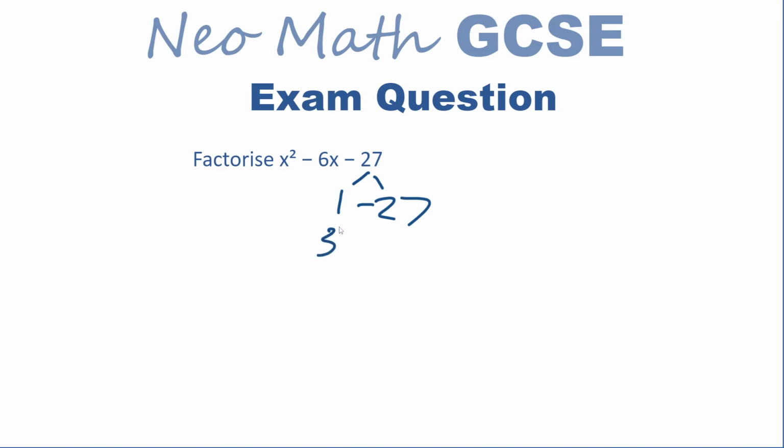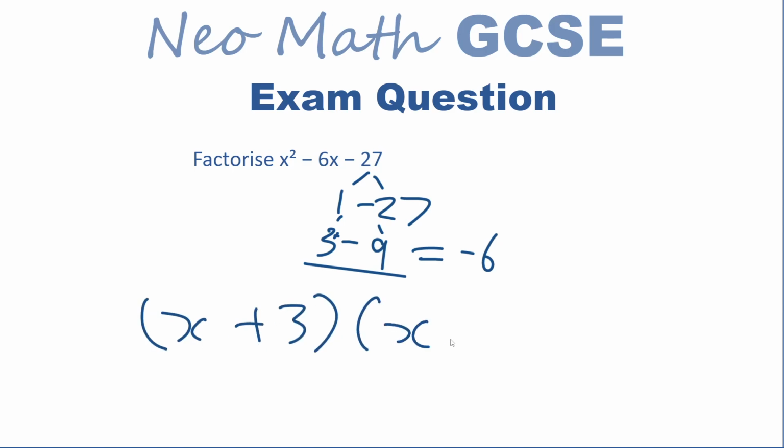The next value I can think of is 3 and 9. So it would have a minus 9. And if I added those two together, that would equal minus 6. So here, we've just found it straight away. So if I do x plus 3, x minus 9, we've got our answer here.